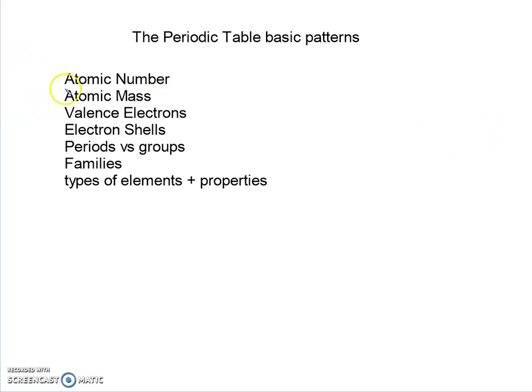We're going to talk about atomic number, which we've heard about, atomic mass, which we already heard about, valence electrons, which we heard about, but I don't know that we necessarily talked about the pattern on the periodic table. Electron shells, same thing. Periods versus groups, families, and types of elements, I don't think we talked about at all.